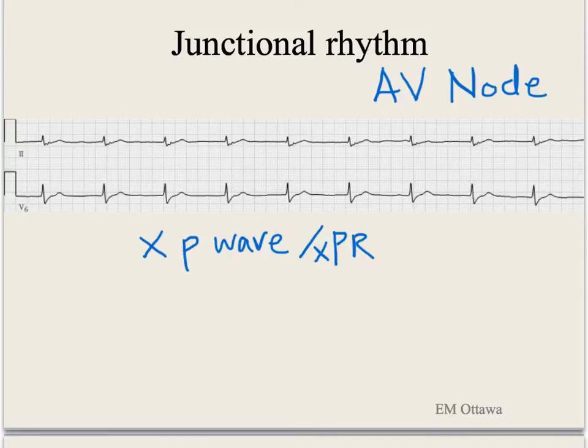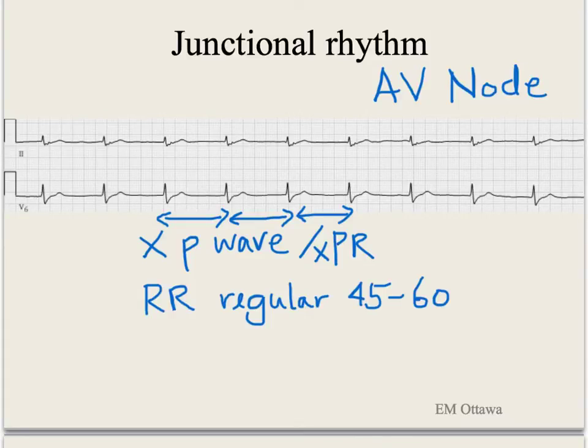What about the RR interval? They look regular, and for junctional rhythm, the rate should be between 45 to 60. What about the QRS complex? Is it narrow or wide? It is narrow.